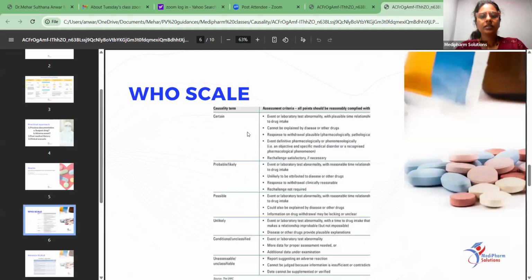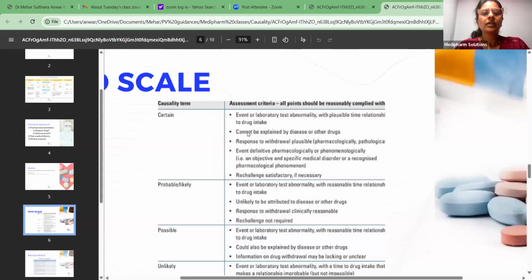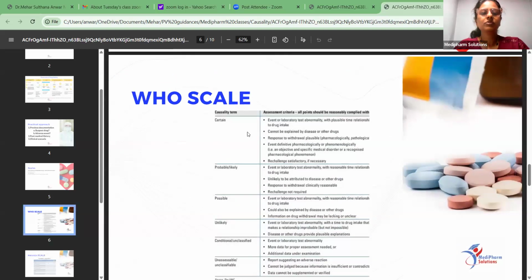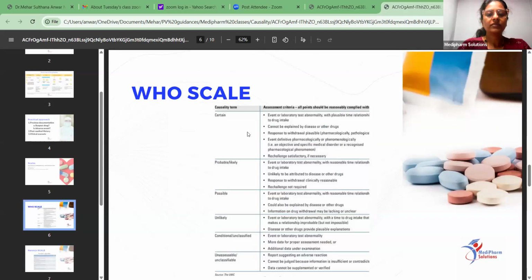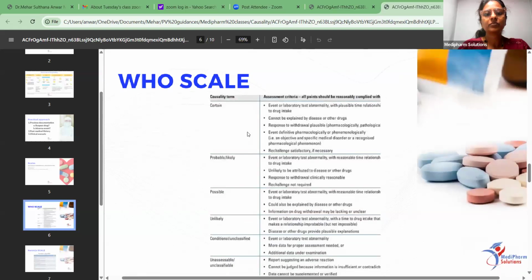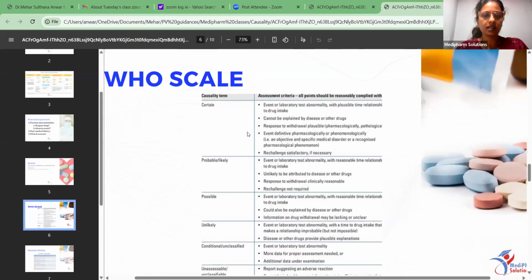Now, getting into the WHO scale. I told you we assess mostly as related and not related, but some companies have a little bit of a gray area, like certain, probable, possible, unlikely, conditional, unassessable, and all that. In that case, which means they are using the WHO scale, we will see how we assess this certain.